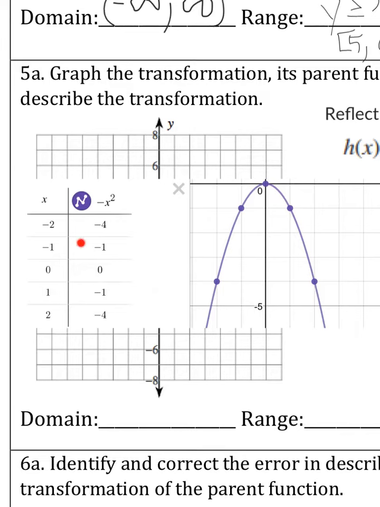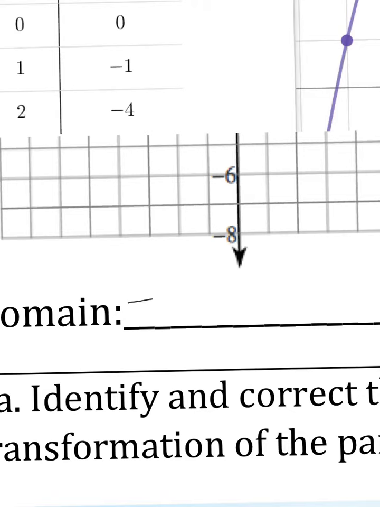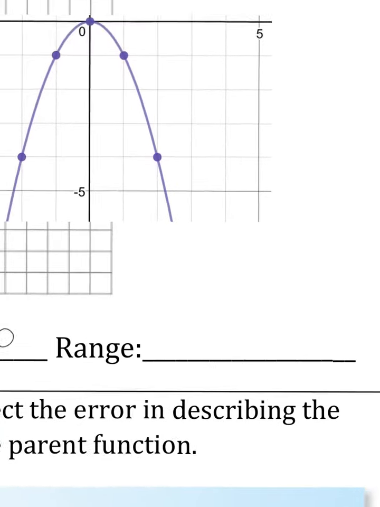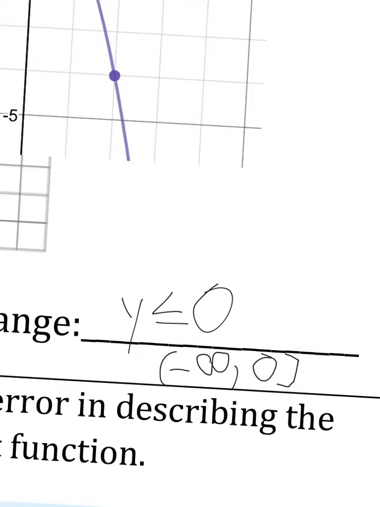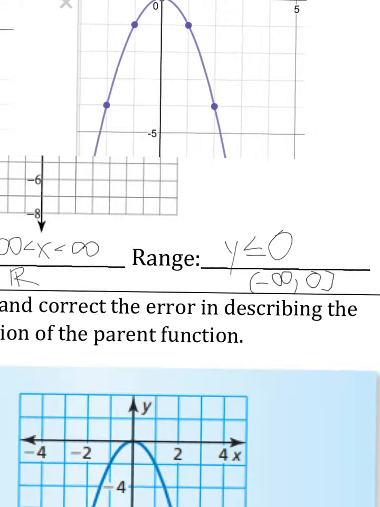So the domain, I'll write it like this: -infinity less than x, which is less than +infinity, or maybe you want to write it with the all real numbers symbol. The range, let's see here, it's going from 0 down forever. So y is less than or equal to 0, or in interval notation, the smallest value first, so -infinity first and 0 second in a bracket. Okay, so that's all there is to say about that one.